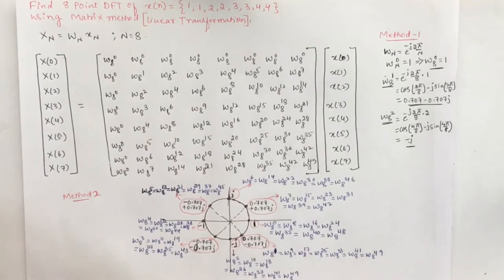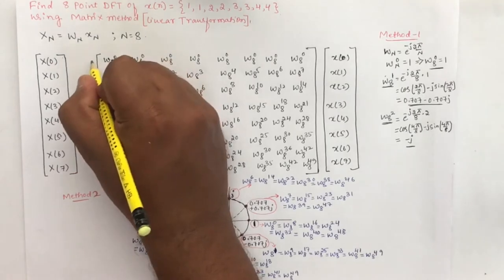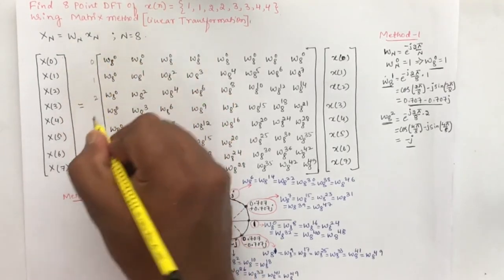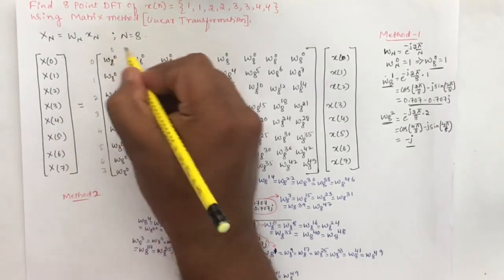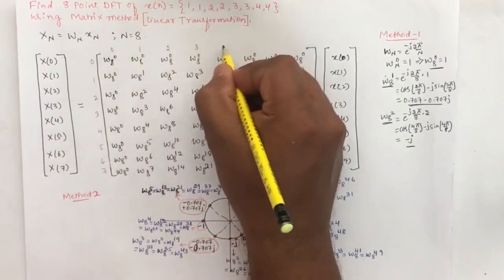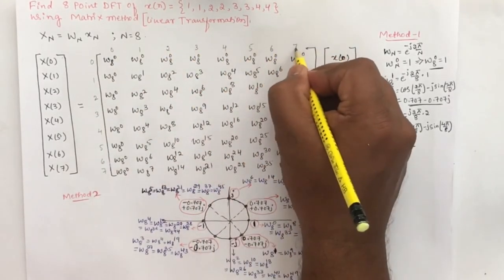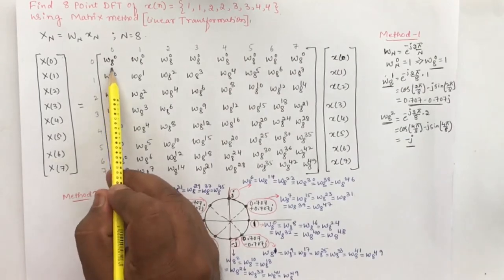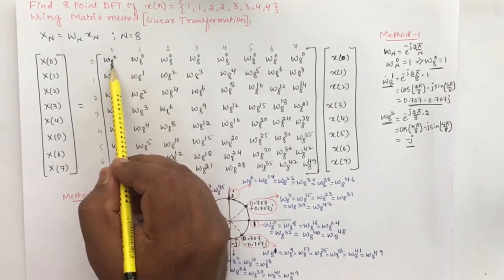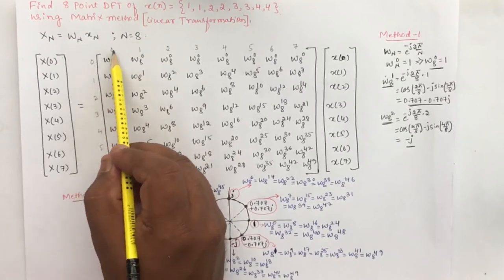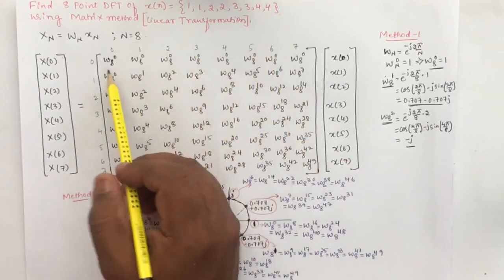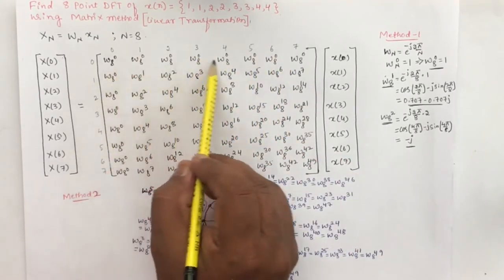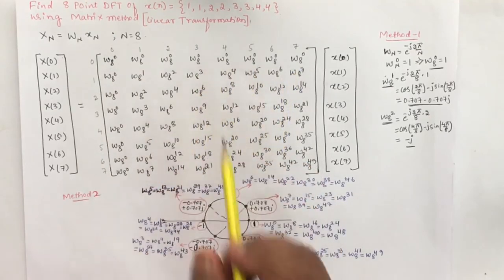To write this matrix, we understood with our previous two problems that we can write 0, 1, 2, 3, 4, 5, 6 and 7 along the rows, and 0, 1, 2, 3, 4, 5, 6 and 7 along the columns. So W8 we have written since N is equal to 8. It is W8 to the power of 0, because 0 multiplied with 0 is 0, 0 multiplied with 1, 2, 3 and all these values will be 0. That's why in the first row we have written W8 to the power of 0.